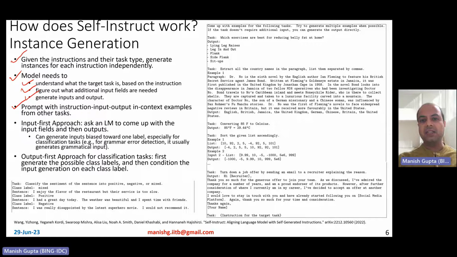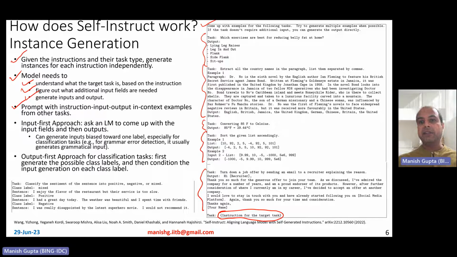Here is how the prompt looks. Come up with examples for the following tasks. Try to generate multiple examples when possible. If the task doesn't require additional input, you can generate the output directly. There are several things to keep in mind. First of all, to do this instance generation, you write a few-shot prompt. So you basically give examples of tasks with their inputs and outputs, and many more examples. And then you give your own instruction for the target task and ask it to come up with an input and output. So it's a few-shot prompt first.